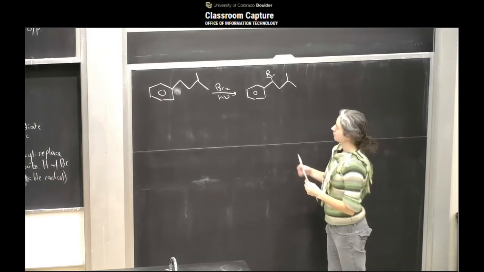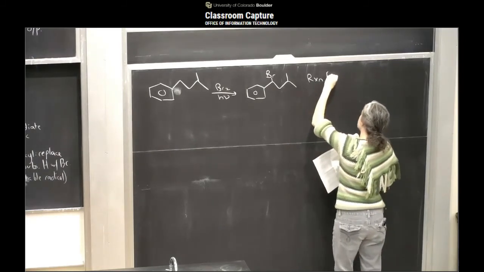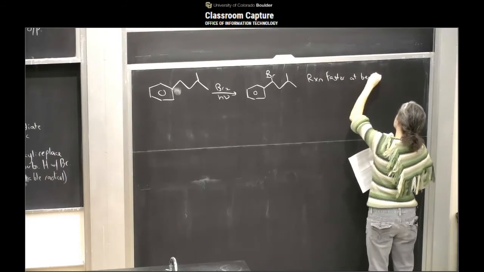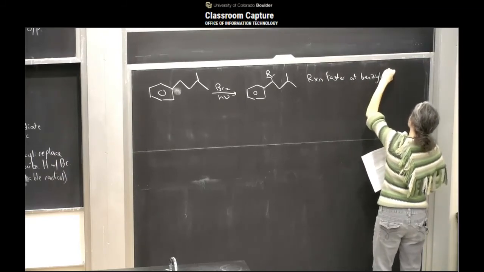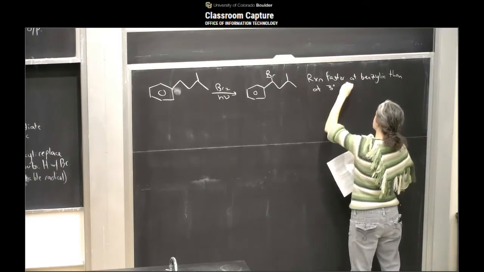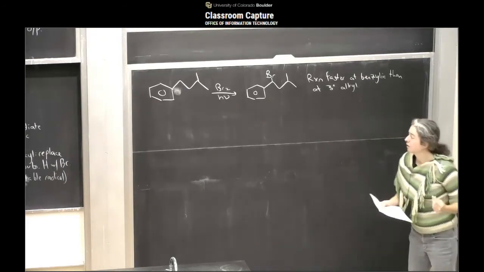Okay, so in other words, the reaction is faster at benzylic than at just tertiary alkyl. And that just comes down to resonance.